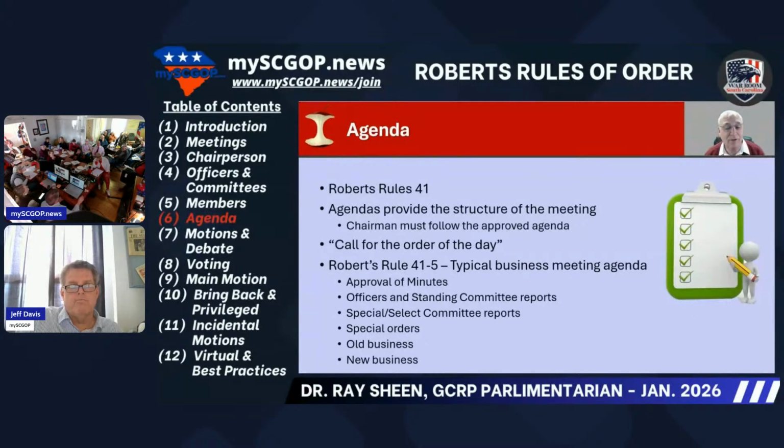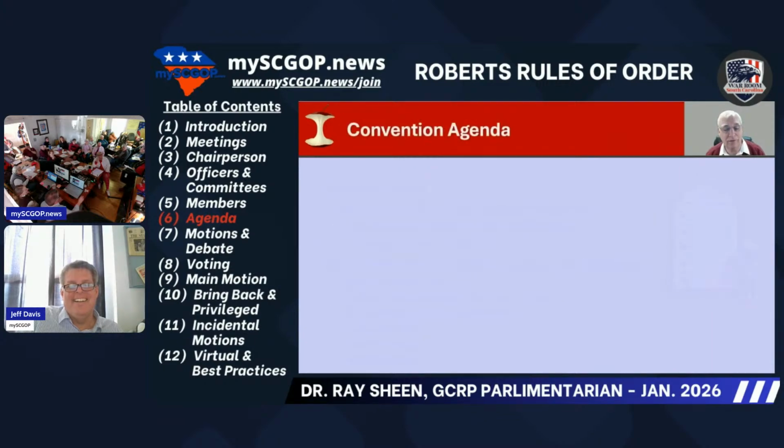For instance, the Greenville County GOP must approve the annual budget at a meeting prior to February 10th of each year. After that, we move on to unfinished business, sometimes called old business, and then finally to any new business to be introduced. Now let's look at an agenda for conventions.